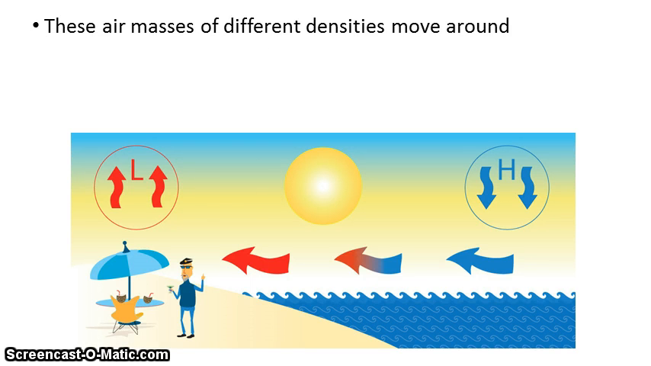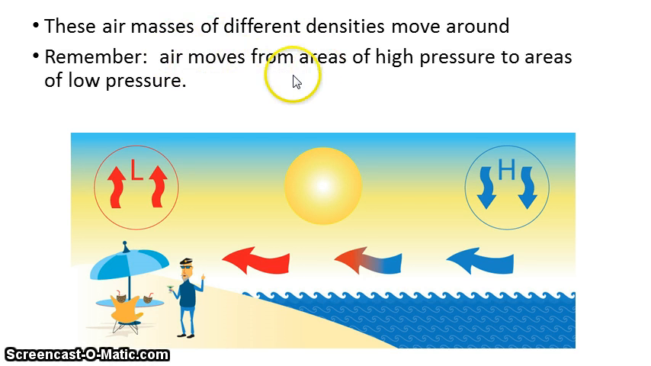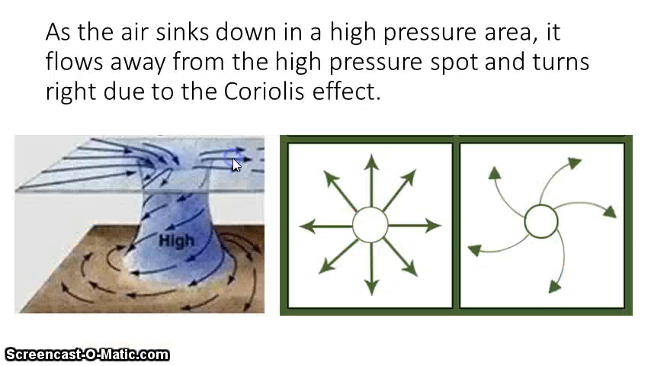Some things that we have to remember here is that these air masses have different densities, but they do move around. The air masses are always going to move from areas of higher pressure to areas of lower pressure. And that's a very, very important one to remember, that we have high pressure air masses moving towards low pressure air masses.